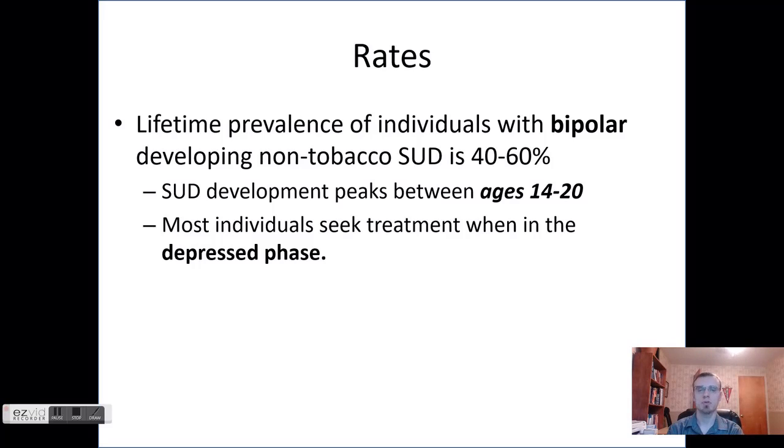Lifetime prevalence of individuals with bipolar developing a non-tobacco substance use disorder of any kind is about 40 to 60%, which is a very high rate. SUD development peaks between ages 14 and 20, so that's in adolescence or young adulthood. And most individuals seek treatment when in the depressed phase. So that's important to keep in mind too, because of what we'll talk about when it comes to mania. Very often, clients who experience mania find the experience very pleasurable, and you'll understand why when we talk about the symptoms of mania in a little bit more detail.